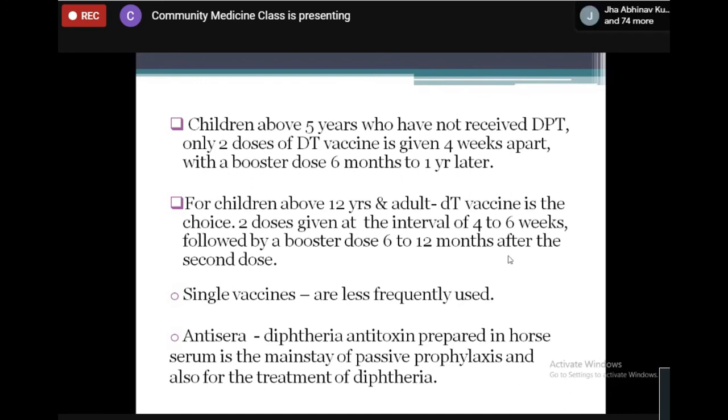For pregnant women also we give 2 doses only. We don't give booster doses here in Nepal. Single vaccines are less frequently used. And anti-sera, diphtheria antitoxin prepared in horse serum, is the mainstay of passive prophylaxis.